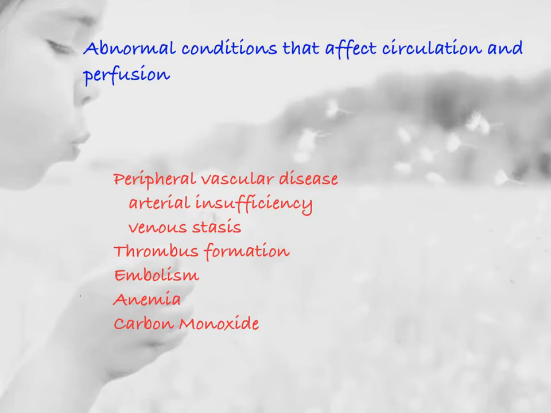We have anemias. Anemias do alter tissue perfusion because the blood's getting to the cells, there's just not enough oxygen in it because there's not enough hemoglobin. Anemias can be caused by deficiency of different nutrients, not just iron, although that's the most common one. And we'll talk about that more in nutrition.